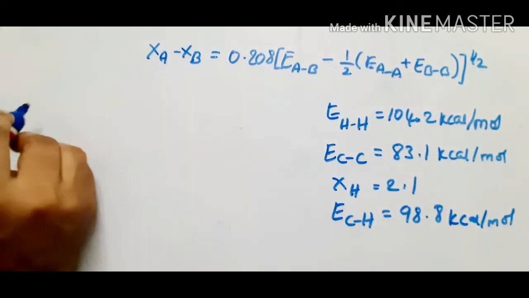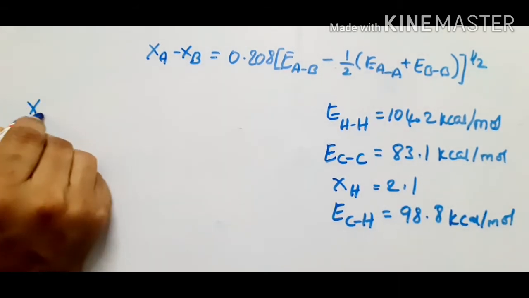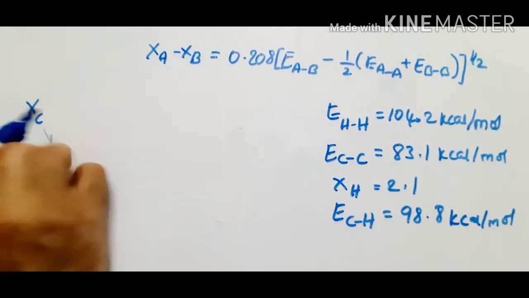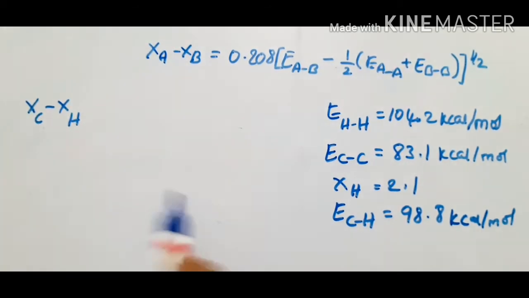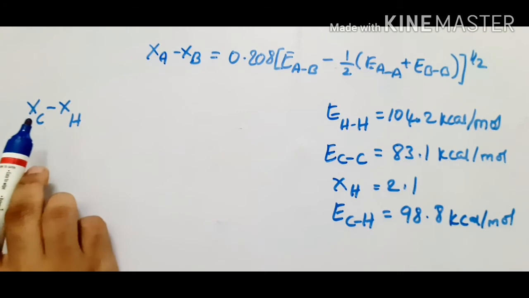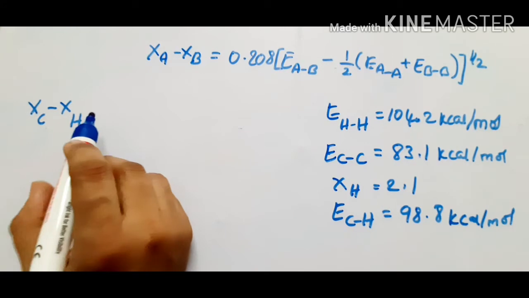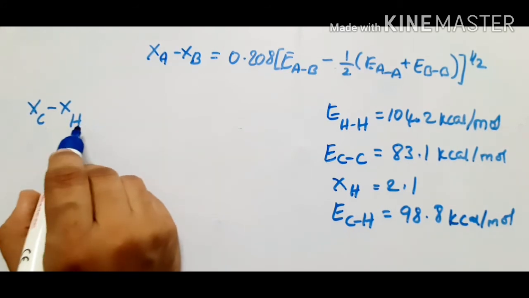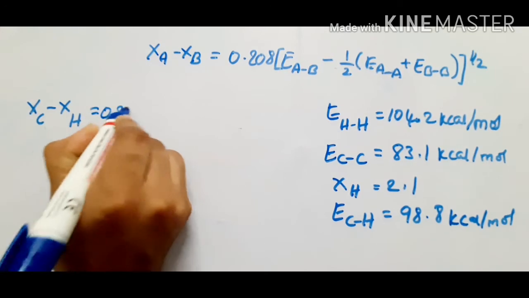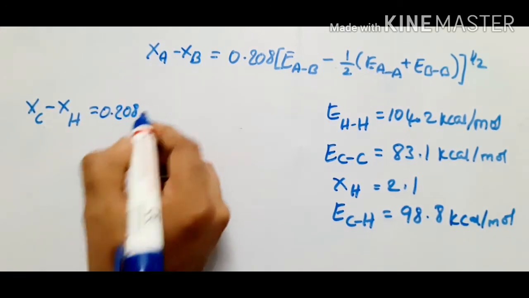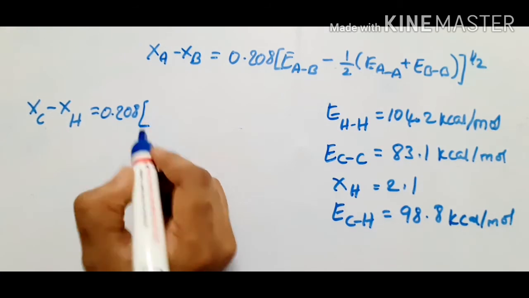So rewrite the formula according to this. Then you will have XCH, X minus XH. Why? Because you have to calculate the electronegativity of carbon. Electronegativity of another atom, XH, is given here. Then 0.208 into, what is the ECH value?